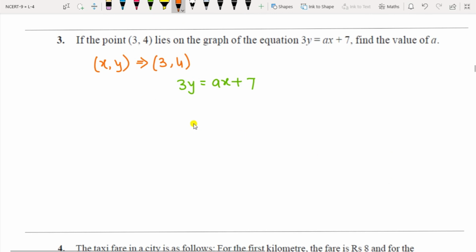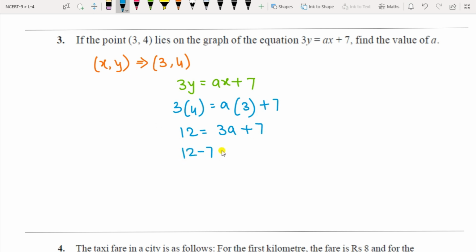Question 3 here is, if the point 3, 4 lies on the graph of the equation 3y equal to ax plus 7, you have to find the value of a. So 3, 4 means x is 3 here and y is 4 here. Let us substitute the values. y as 4 and x as 3, so 3 fours are 12 equal to 3a plus 7. So 12 minus 7 equal to 3a. This becomes 5 equal to 3a. So a equal to 5 by 3.